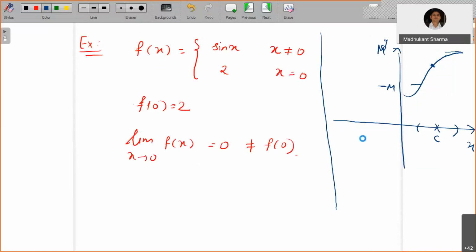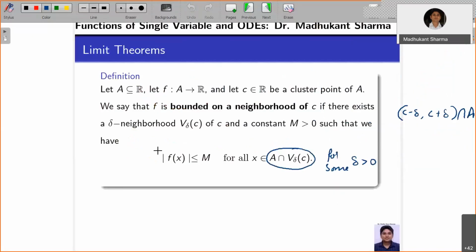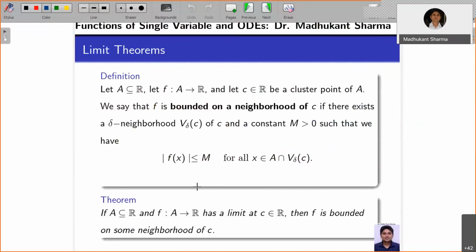Okay. So if you open up the definition of absolute, |f(x)| ≤ M means -M ≤ f(x) ≤ M, and that lies on the values on the y-axis. These are the x-axis. Okay, right. So this will be the definition of boundedness of a given function f on a neighborhood of c. Okay, right. So when this should happen, we have one result which is as follows.